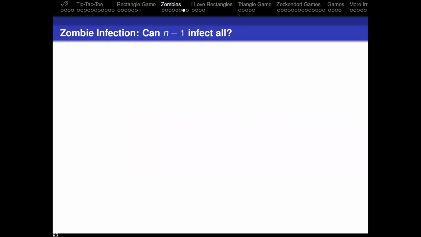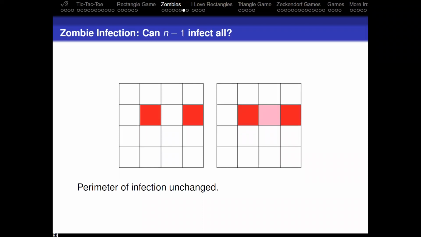The question becomes, is it possible to do it with just n minus 1? And the answer is no. And the solution uses something that's called a monovariant. This is going to be a key object in our understanding the Fibonacci game later. So what we're going to do is look at the perimeter of the infection. It looks at the walls of all the infected cells that are external. So imagine we have a configuration where some cell is about to become infected, and it has 2 neighbors that are infected and 2 neighbors that are not infected.